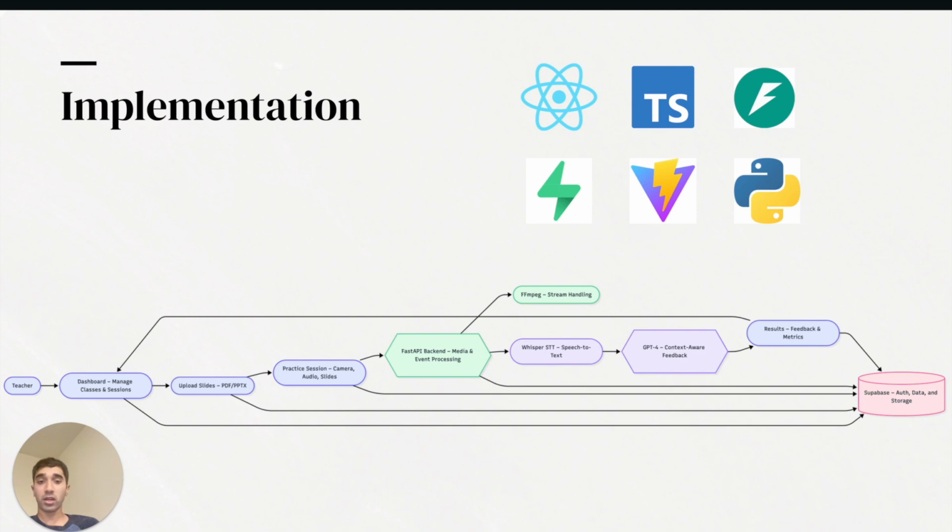We also use FFmpeg for stream handling, Whisper for speech to text, and on top of that, we use GPT-4 for context-aware feedback. We initially wanted to set up PostgreSQL databases for each one of us, but that ended up being pretty complex. So we ended up using Supabase for all auth and data, which actually ended up working a lot better. And next, we'll go into the demo.